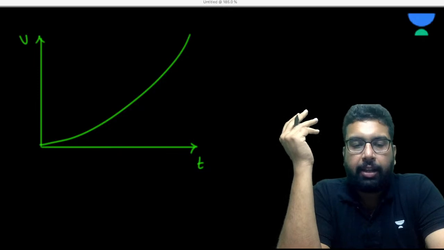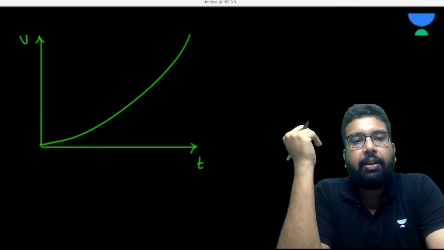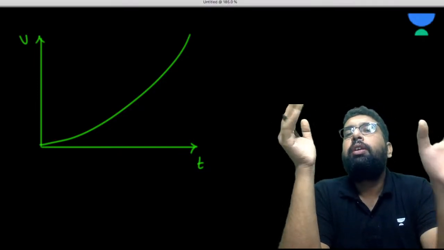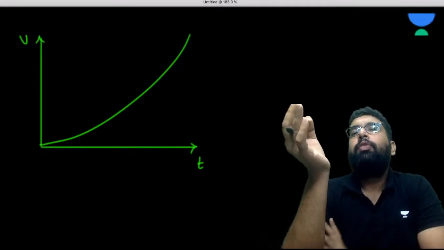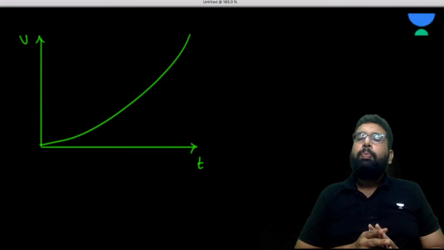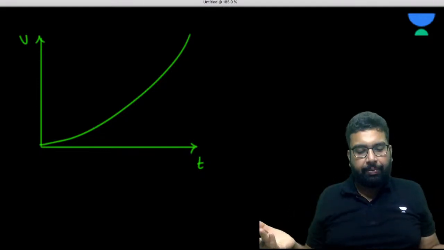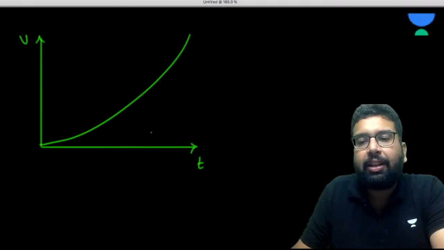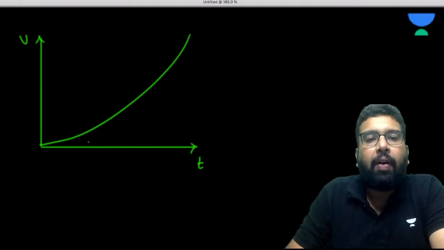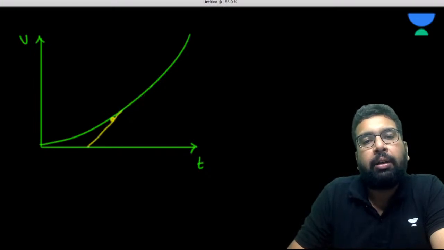Acceleration is changing. Okay, that's fine. What else? Why is it changing, sir? Because we can see it is a curve, and we very well know that in a curve, when we make tangents from different points, the slope is going to be different, right? So yes, the acceleration is increasing. How can we see that? Let's suppose this is a point and we place a tangent like this. Let's suppose this is theta 1.